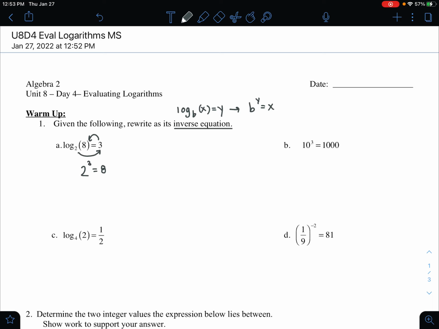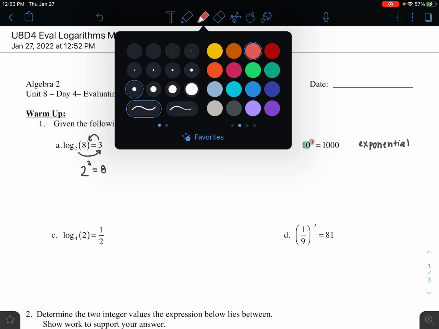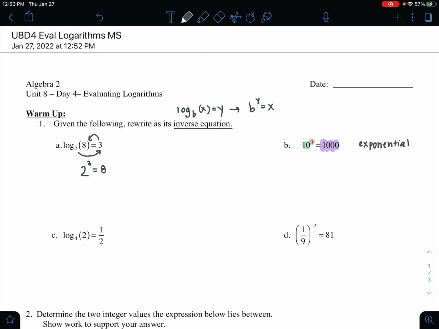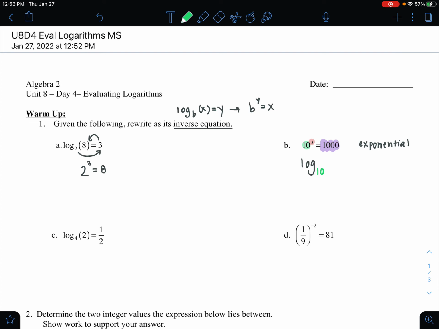Now, if this is an exponential and we need to turn it into a log, well, the base of my exponential is 10. The exponent is 3. And my answer is 1,000. So if we follow along on the proper steps, we have log base 10. Your script matters. It needs to be smaller. My answer, which is 1,000, equals my exponent.